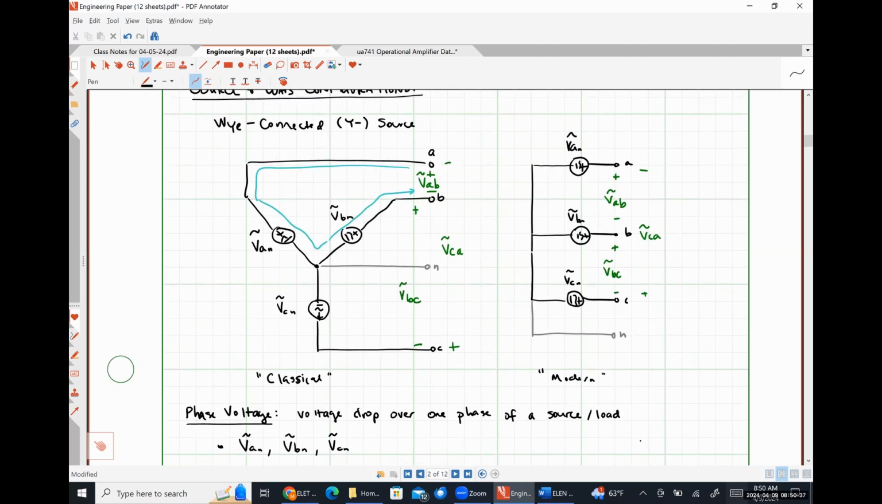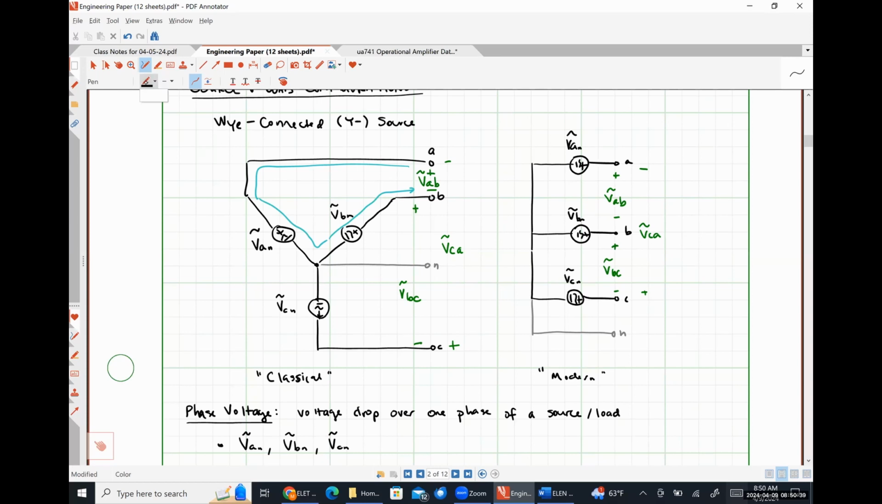Just so we're clear here, let's detail what that path would look like. So we would start here. We see the positive polarity terminal of VBN first. We see the negative polarity terminal of VCN. We come out over here. Right?